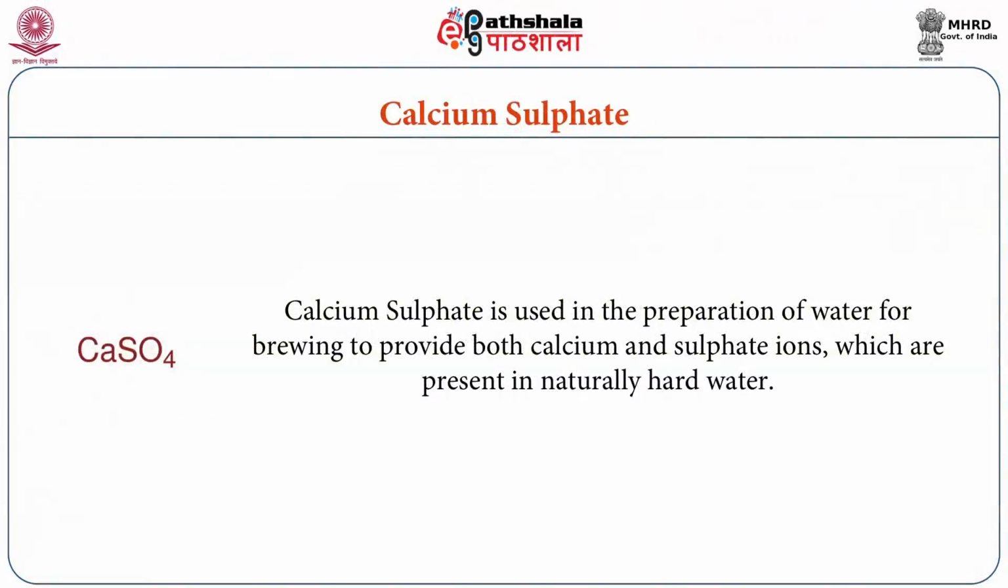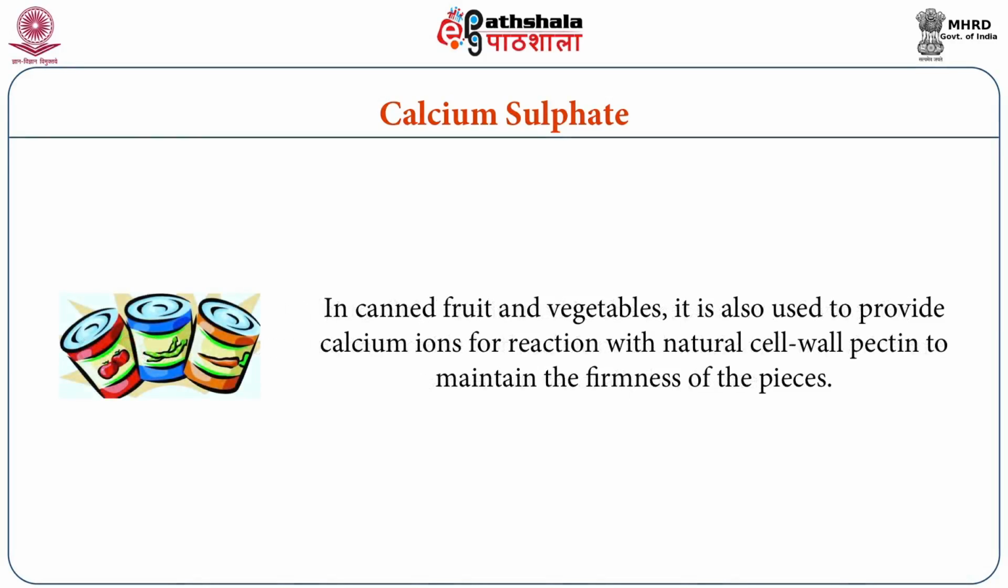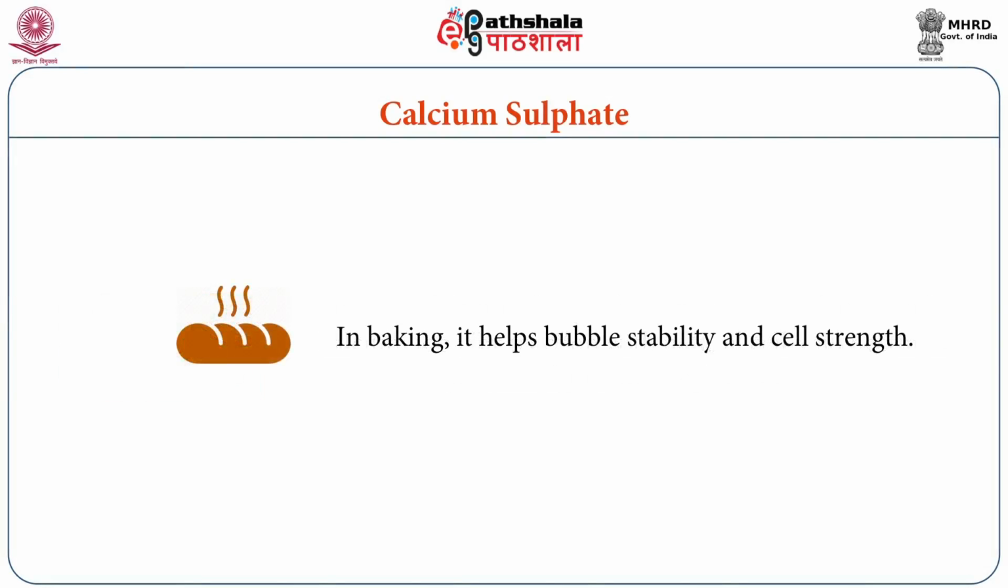Calcium sulfate. Calcium sulfate is used in the preparation of water for brewing to provide both calcium and sulfate ions, which are present in naturally hard water. In canned fruits and vegetables, it is used to provide calcium ions for reaction with natural cell wall pectin to maintain the firmness of the pieces. In baking, it helps bubble stability and cell strength.